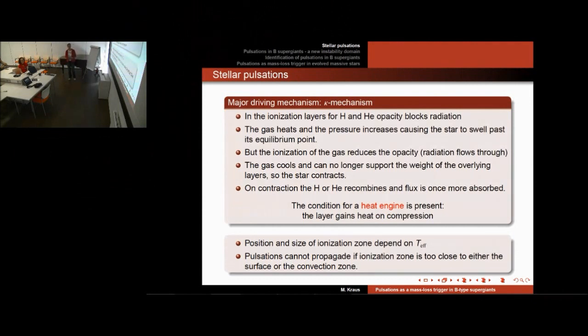The size and the position of these ionization zones very much depend on the effective temperature of the star. That means that if the star is a little hotter or a little cooler, maybe it is not able to pulsate anymore. Also, pulsations cannot propagate if this ionization zone is either too close to the surface or too close to the convective core or some convection zone, because then the waves are immediately damped out and they cannot build up and remain stable.